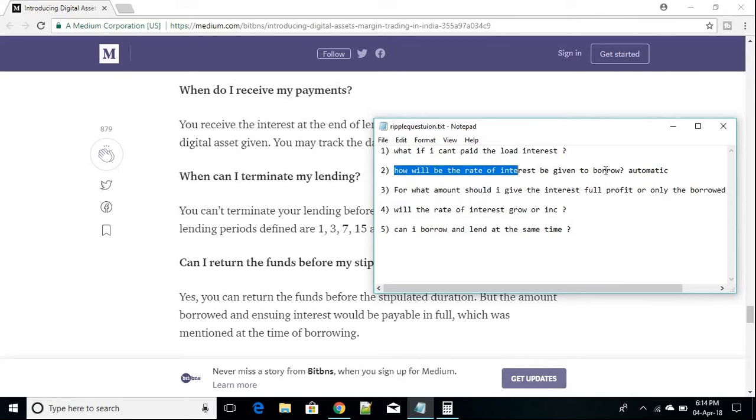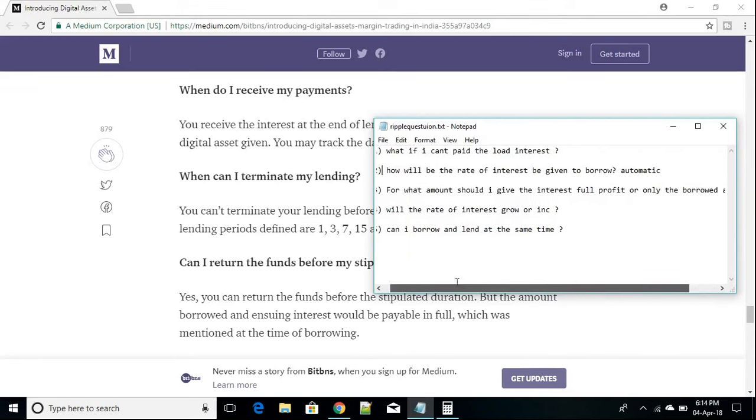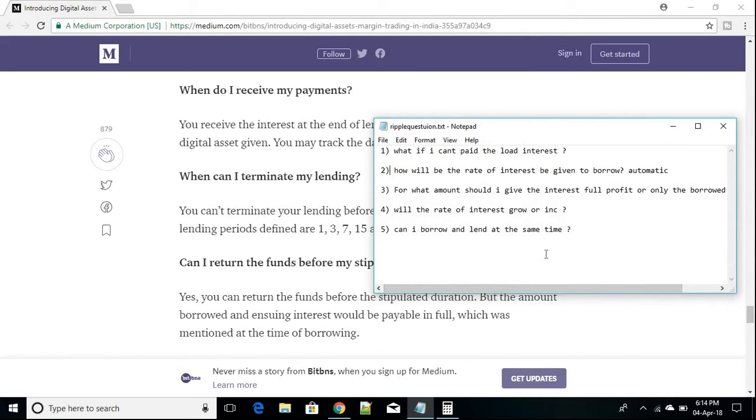And the second is, how will the rate of interest be given to the borrowers? Yes, it has a mechanism where the rate of interest will be decided: the loan amount you want to borrow and the amount the lender wants to lend should be matched. And the third is, for what amount should I pay the interest, the full profit or only the borrowed amount? Yes sir, you should pay the interest only for the borrowed amount, not the full profit you are making right now.